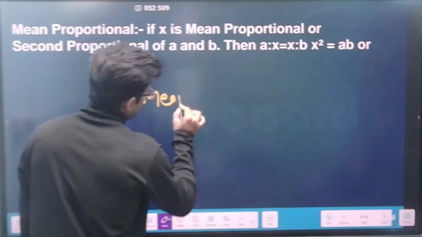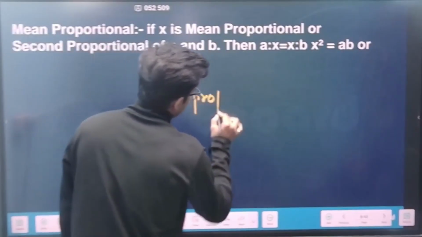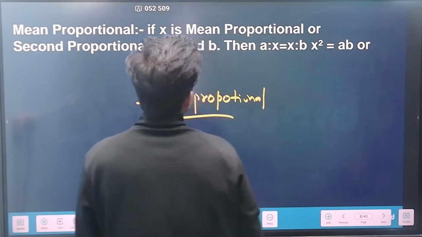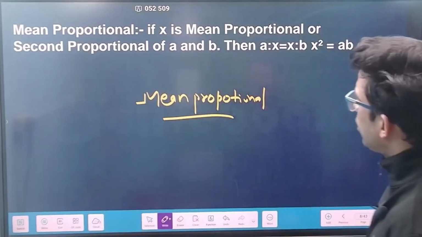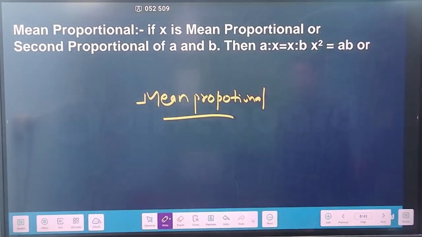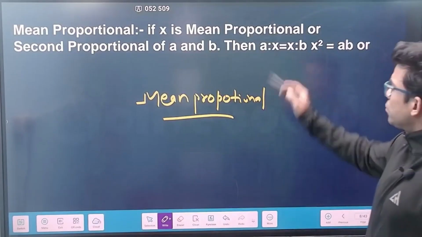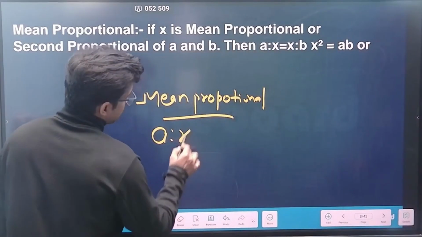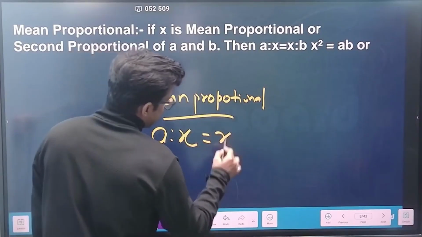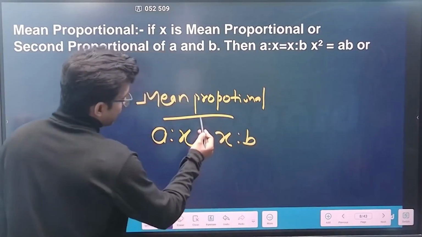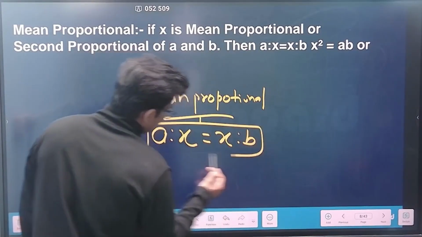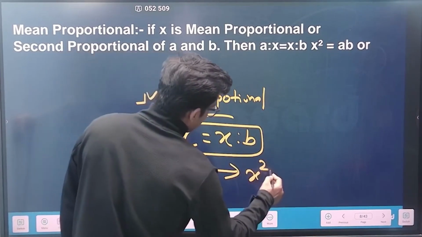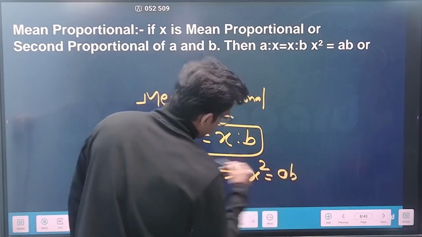If I ask you, what is mean proportional? See, the mean proportional of A and B: if something is written in the format A is to X equals X is to B, then the mean proportional is basically X square is equal to A into B.